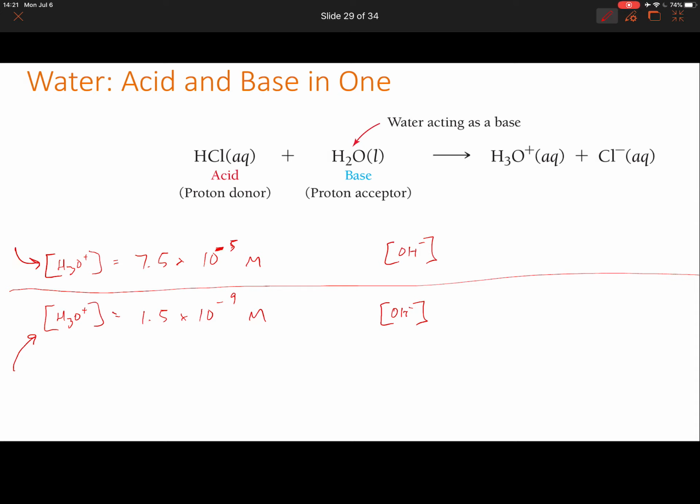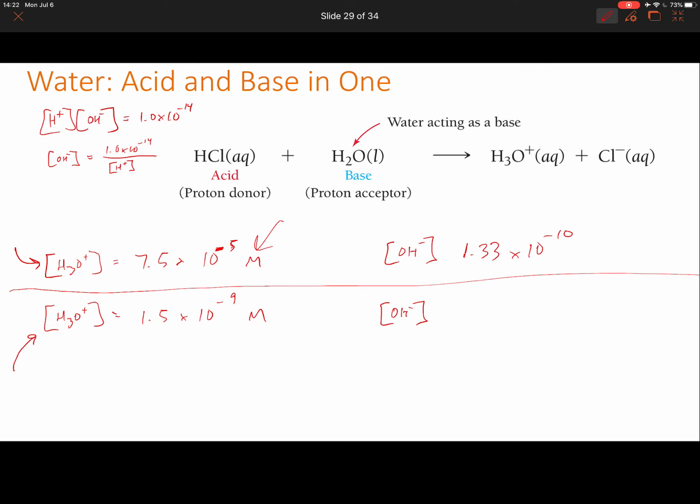So what we do is we say H plus times OH minus equals 1 times 10 to the minus 14, or Kw. So if we know one of these, we know the other, because here we know hydronium. So we can say hydroxide is just 1 times 10 to the minus 14 divided by whatever concentration of hydronium is. We can literally just take 1.0 times 10 to the minus 14 and divide it by this number, 7.5 times 10 to the minus 5, and that tells me that my hydroxide is 1.33 times 10 to the minus 10.